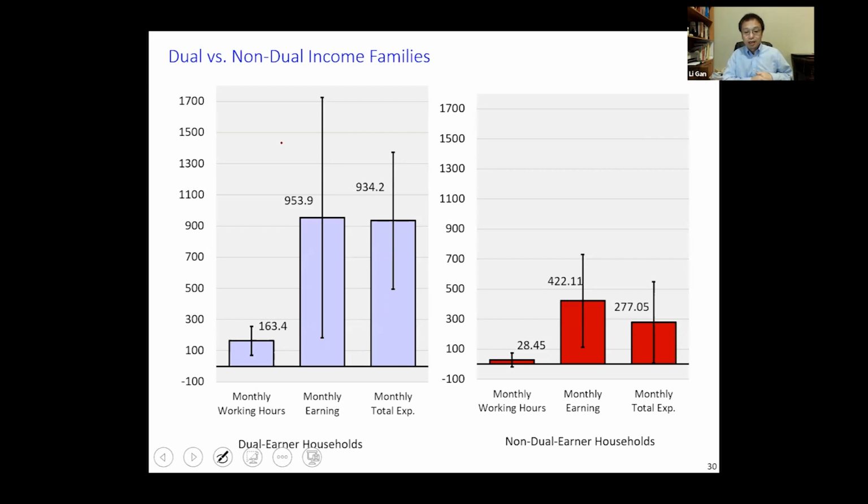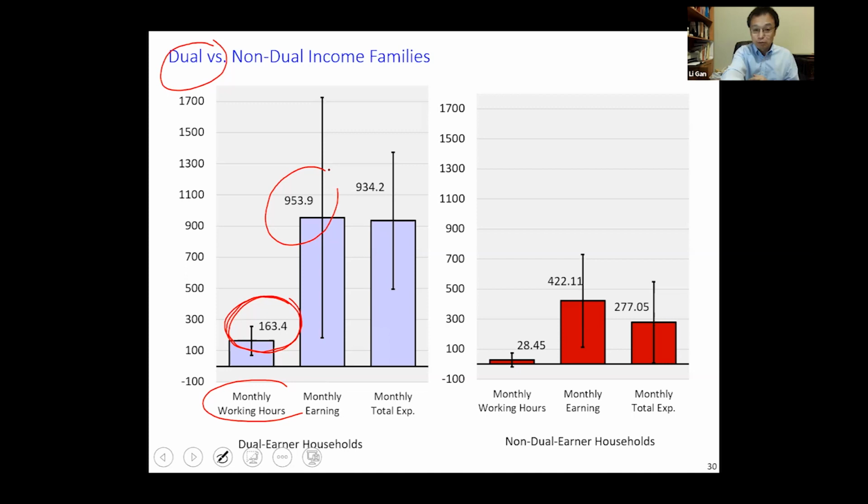This is dual earner household versus non-earner household. You can see the treatment effect on monthly earnings, and for dual earners the treatment effect on working hours increased quite a bit, just because previously they may not work, or they quit the work occasionally, compared with the control group, where there's no incentive. So lots of action happens here. Monthly working hours increased for dual earners, and monthly earnings also increased for them as well.